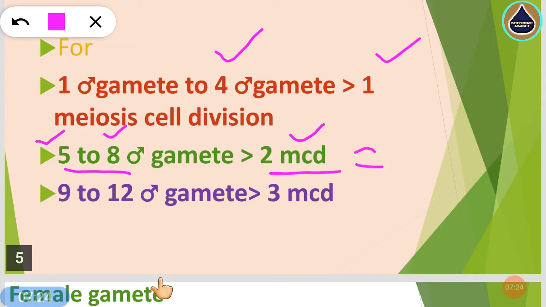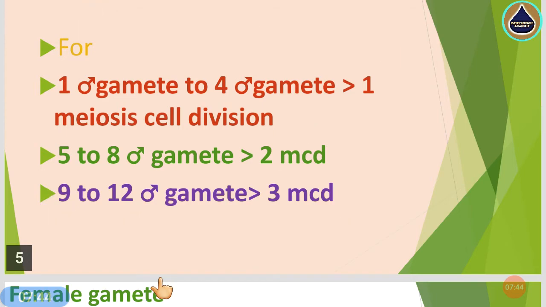Is that clear? And in the third example, from 9 to 12, for the formation of the 9 to 12 male gametes, 3 meiotic cell divisions are needed, and so on. So it is now clear, one meiosis cell division is needed for the formation of the 4 pollen grains, which will finally convert into 4 male gametes.